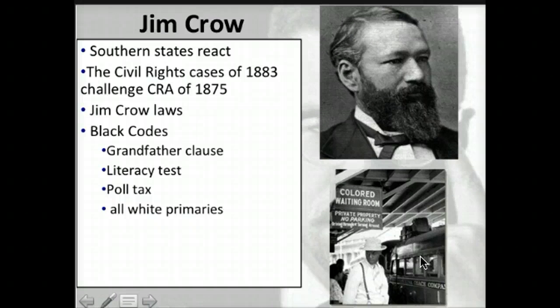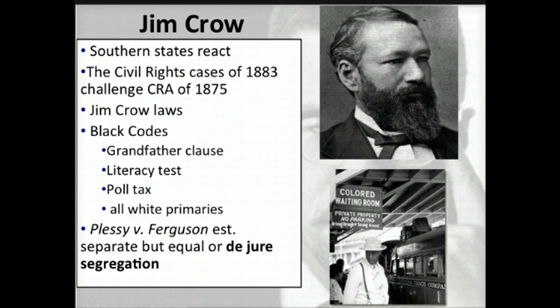Those kinds of things. Your black codes are your voting laws, the things that states put into place to keep you from voting, like the grandfather clause. If your grandfather couldn't vote, you couldn't vote. Or you had to prove that you could read per a literacy test. Or you had to pay a poll tax. And for a long time, we had all white primaries. The only people that could participate in selecting a candidate for a political party were white men.